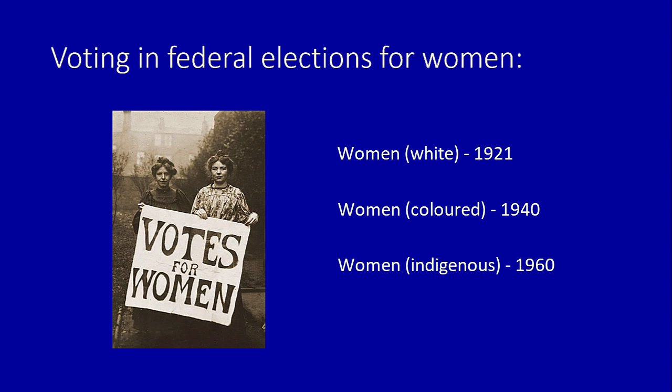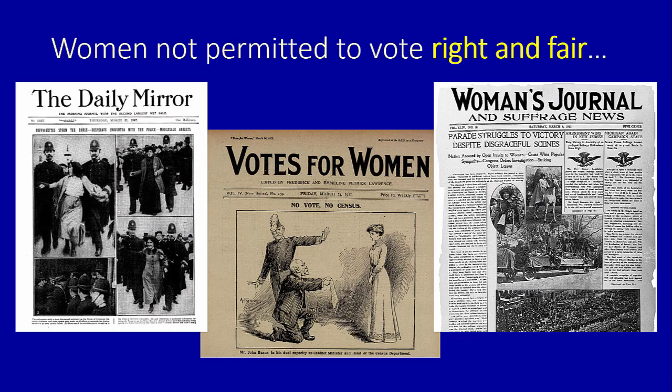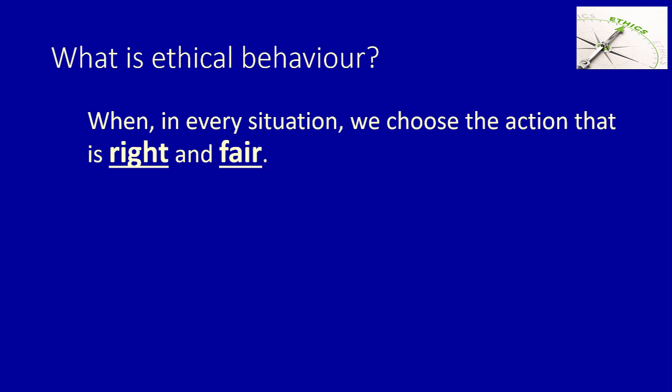Now, there are a lot of reasons why men decided that women should not vote, and we're not going to discuss those reasons here. The point I'm making is that women not being permitted to vote was considered right and fair. This was a norm, a common belief that was socially constructed and, for much of history, followed without question. So, if ethical behavior is when, in every situation, we choose the action that is right and fair, what does right and fair mean today and for accountants?